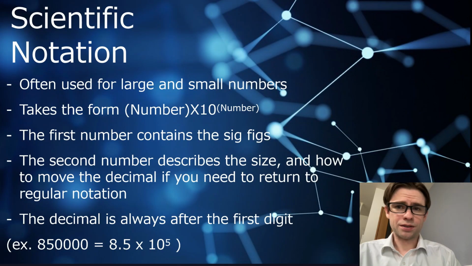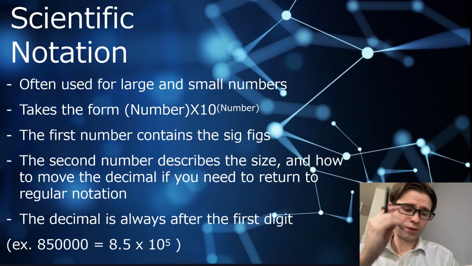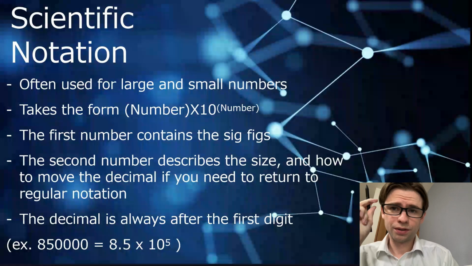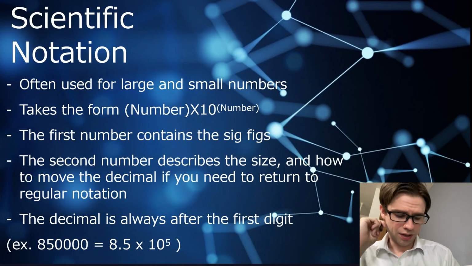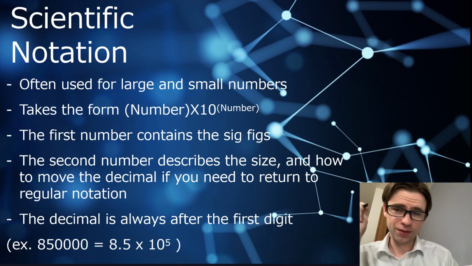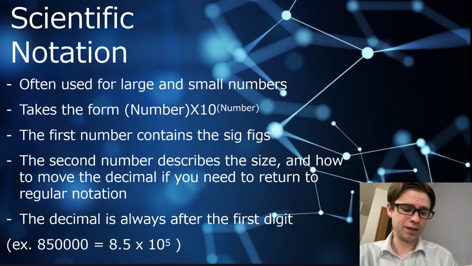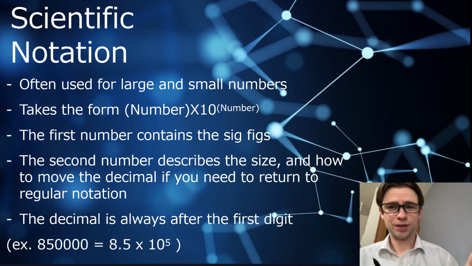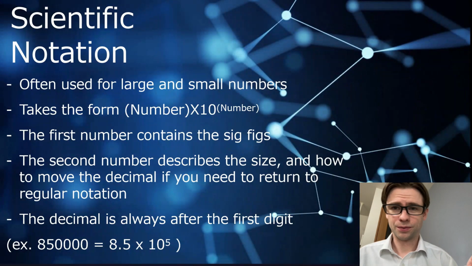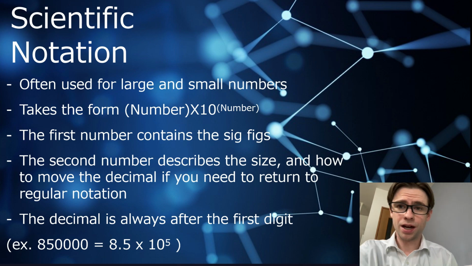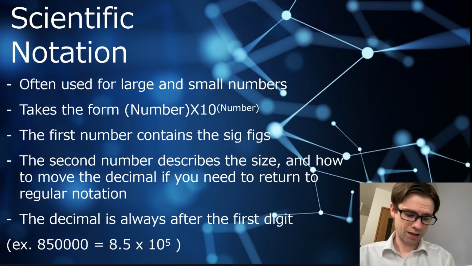So an important point about writing scientific notation properly is that your decimal point always needs to be after the first digit, all right? So if I have the number example here, 850,000, I need to write that as 8.5 times 10 to the 5. Okay, I can't write 85 times 10 to the 4. That's not in complete scientific notation yet. You need a number and then a decimal, then however many other significant figures you have, times 10 to the power of some number. Okay, the decimal is always after the first digit.